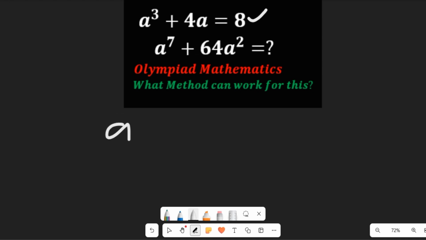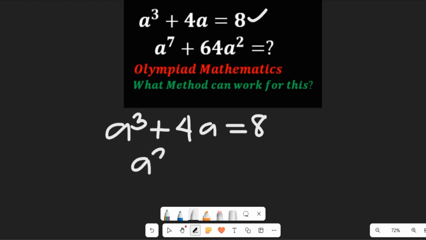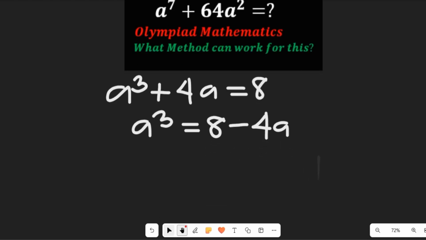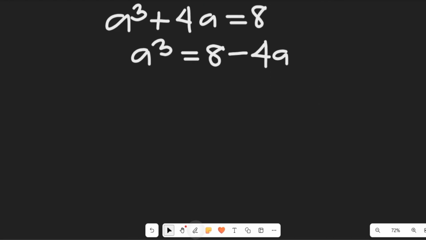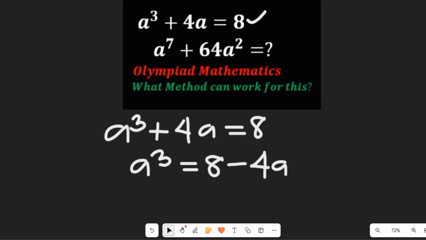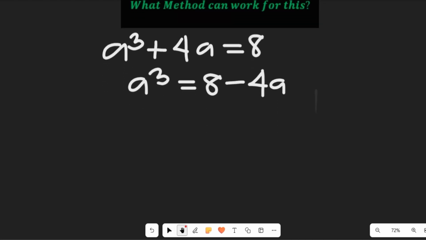We'll have a to the power of 3 plus 4a equal to 8. Now, this is going to give us a to the power of 3 equal to 8 minus 4a, if we subtract 4a from both sides. Great. Now, to simplify this, I'm simply going to take the square of both sides. That way, I will be coming closer to a to the power of 7.